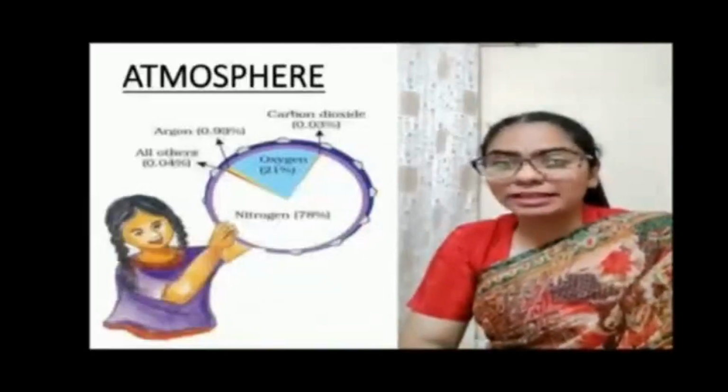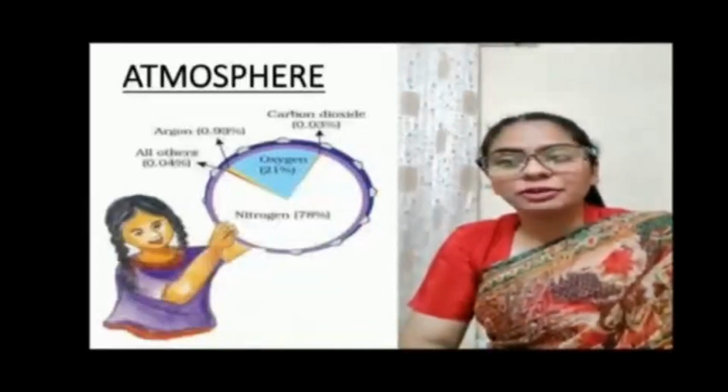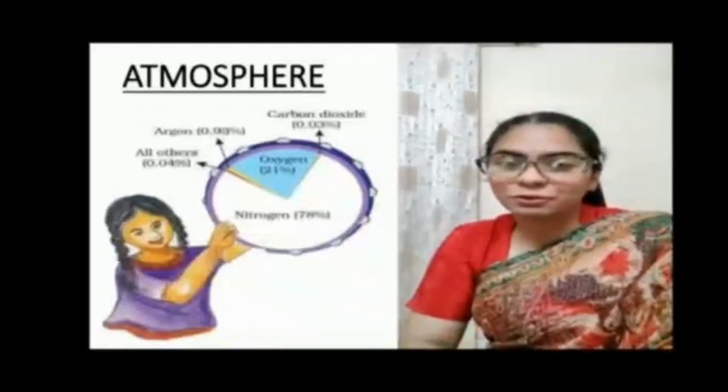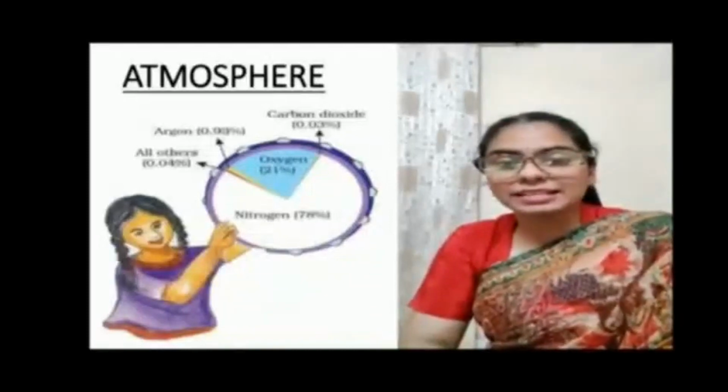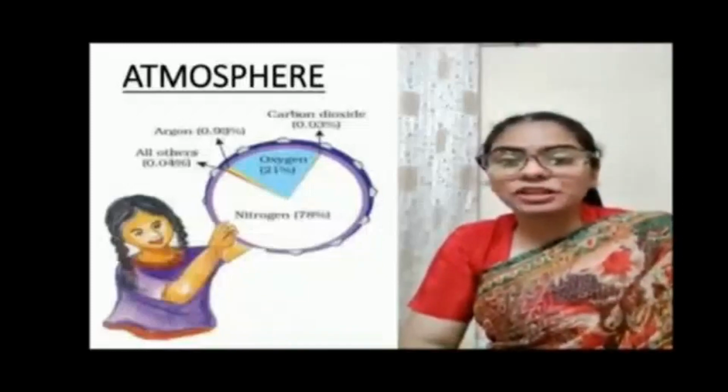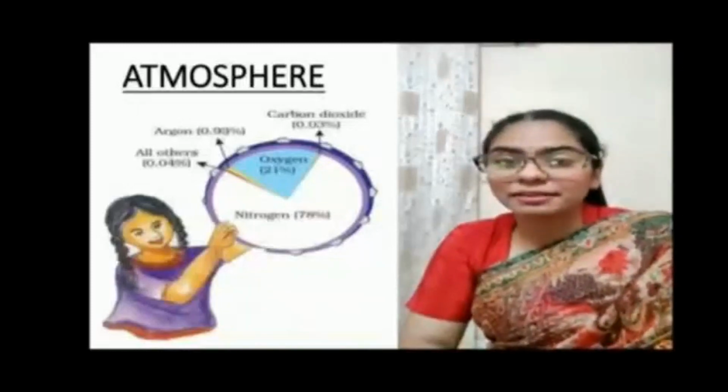Without this blanket of protection, we will be baked alive by the heat of the sun during the daytime and get frozen during the night time. So, it is this mass of air that has made the temperature on the earth livable.